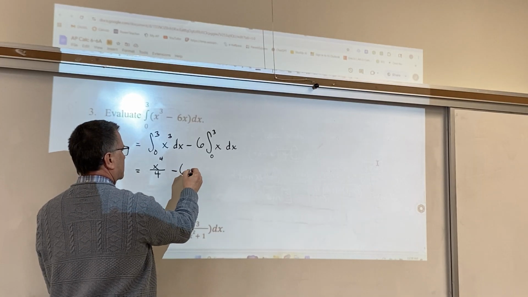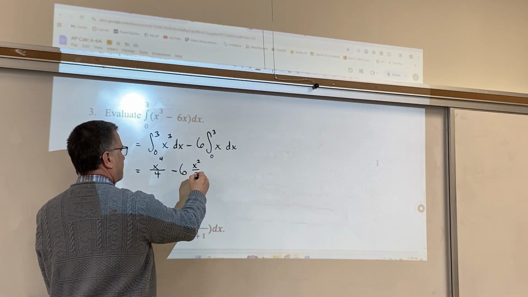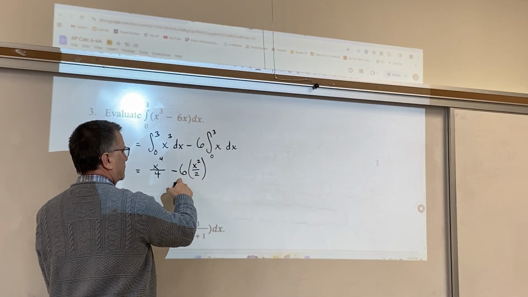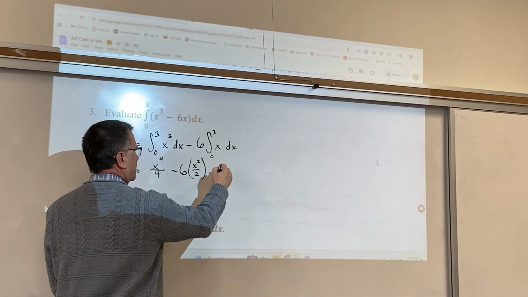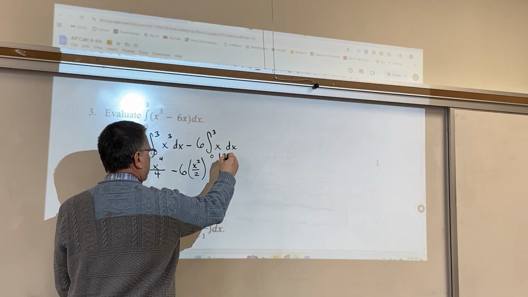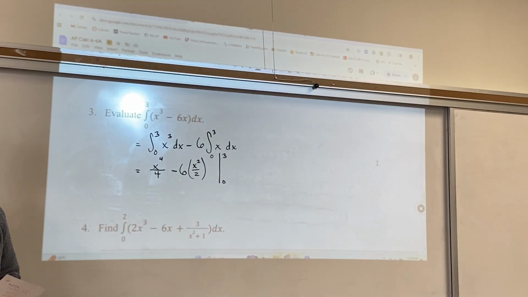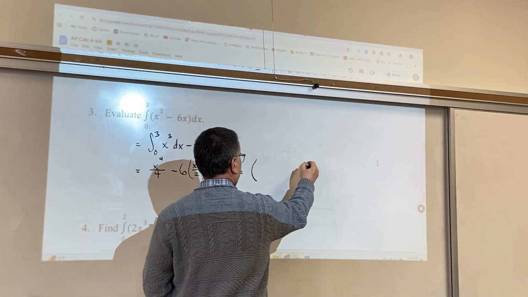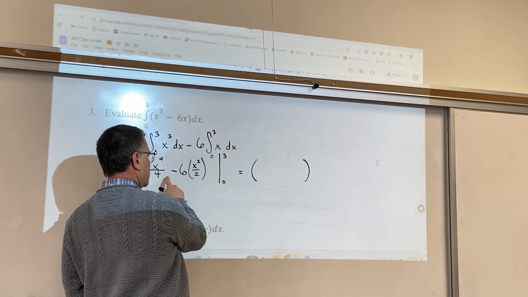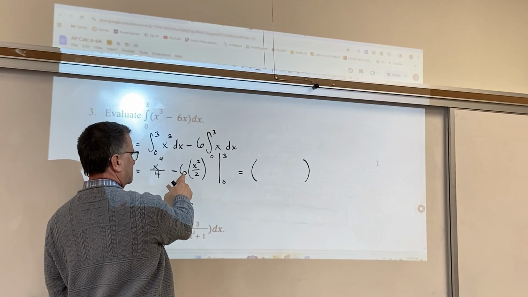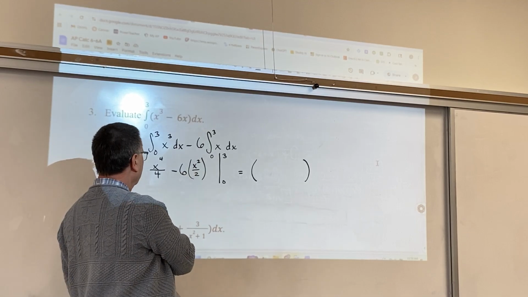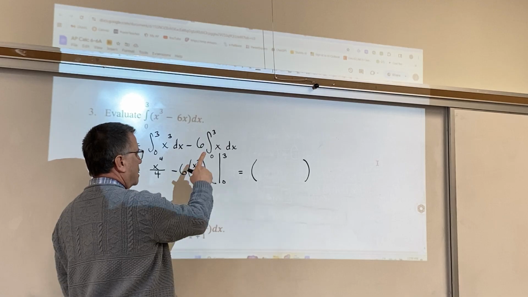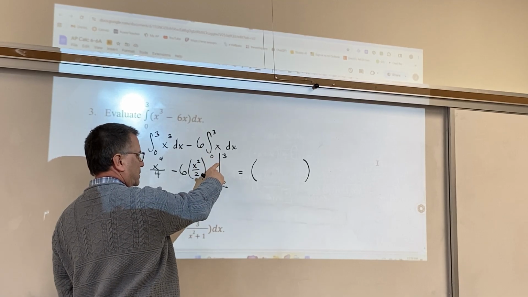Then I've got minus 6, x squared over 2. I do have that 6 out here. And then all this, I'm going to take from 0 to 3. Okay, so what I need to do is plug in 3. My antiderivative has 2 parts. If you want to say that's minus 3x squared, right? So upper bound first.